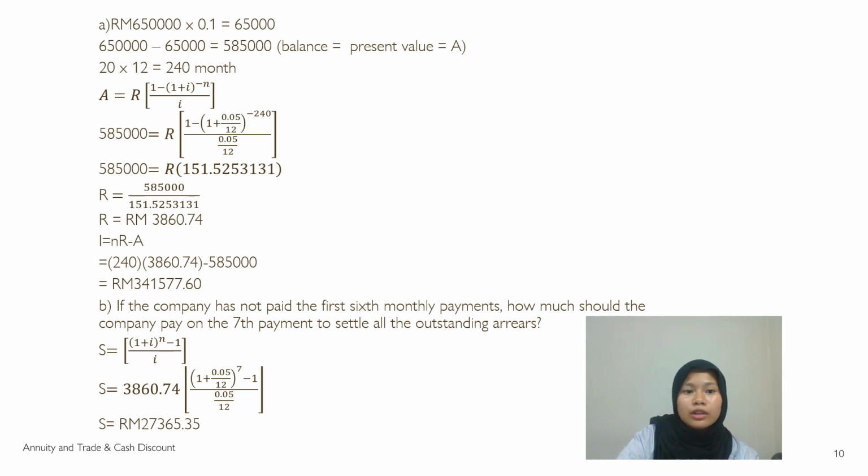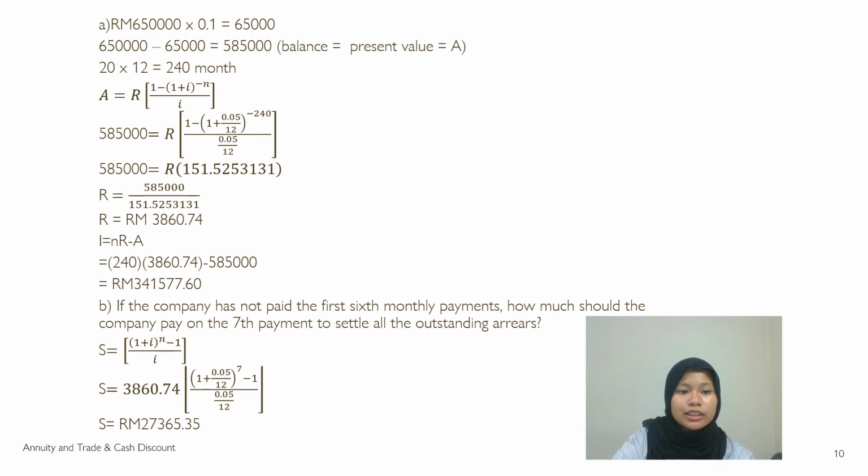When we calculate it, we got RM585,000 equals R in brackets 151.5253131. When we want to find R, we have to divide RM585,000 by 151.5253131, and the answer for R was RM3,860.74. And then we have to find the interest charge that the company has.